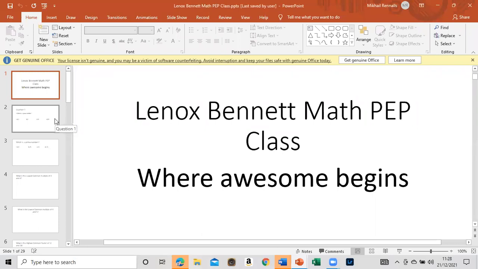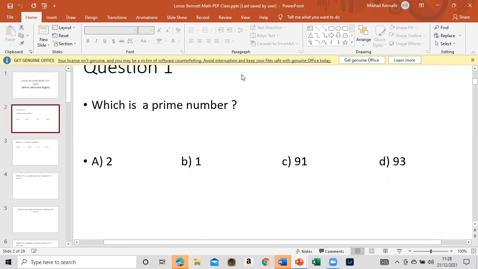Why am I not seeing it sliding? All right. Question 1. Which is a prime number? 2. 2, sir. All right. Very good. That is correct.